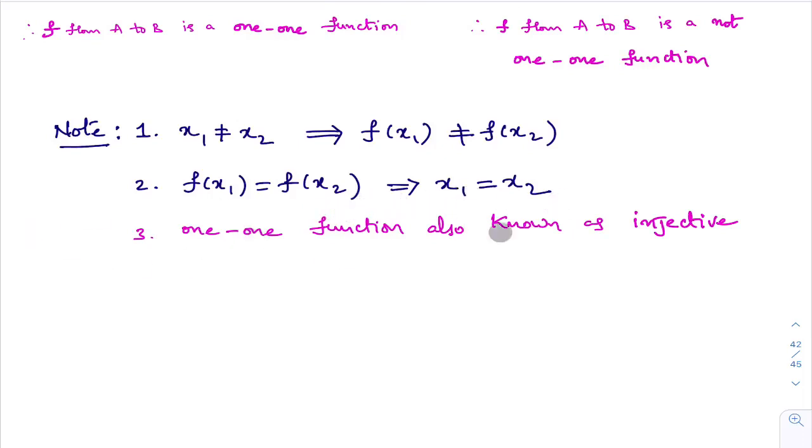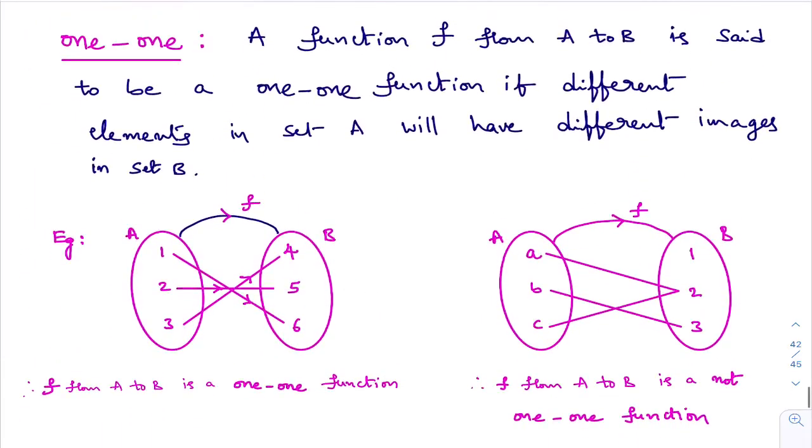And this one-one function is also known as injective function. See, this exercise is all about one-one function and onto function. So I hope you understand the definition of one-one function and onto function, or else you take our college material, go through the definition of one-one function and practice a few examples like this.